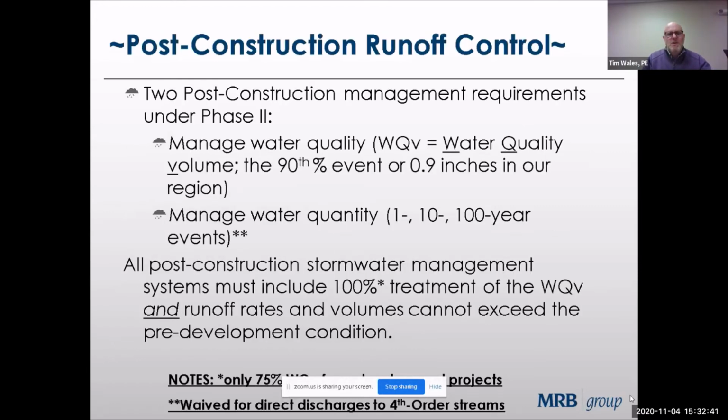What are we trying to do post-construction? Well, we want to manage our water quality. We want to handle the water for the 90th percentile event, or 0.9 inches per hour in our region. That's what you have to handle with your proposed stormwater management practices. And we want to manage the water quantity. We want to manage how much water we're getting and look at how our stormwater management practices will work during the 1, 10, 100-year events.